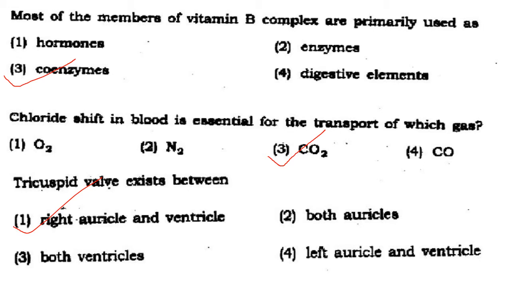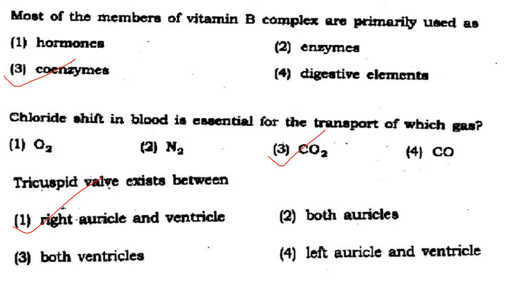Chloride shift in blood is essential for the transport of which gas? Option 1 oxygen, option 2 nitrogen, 3 carbon dioxide, 4 carbon monoxide. Answer is option 3, carbon dioxide.